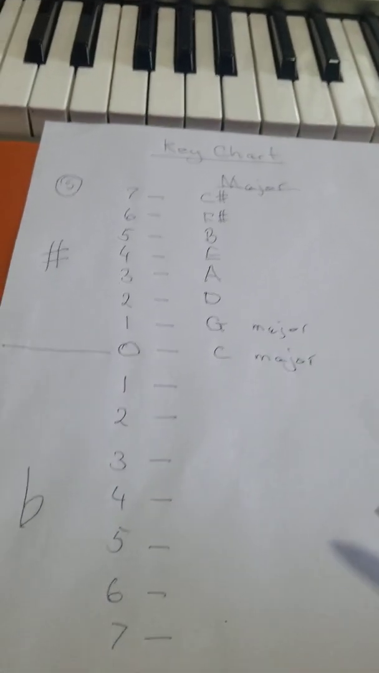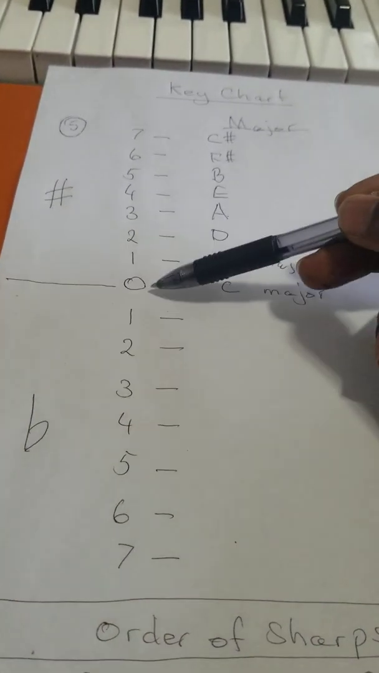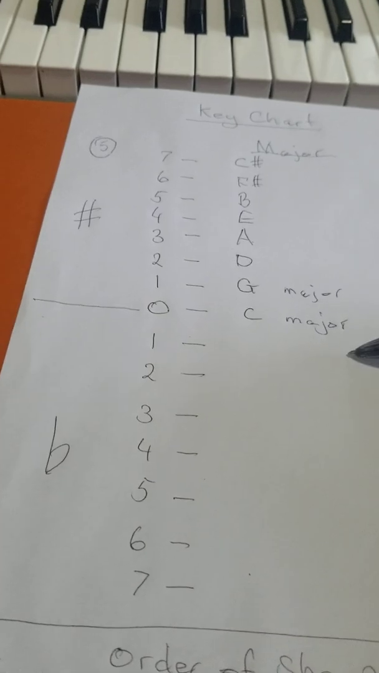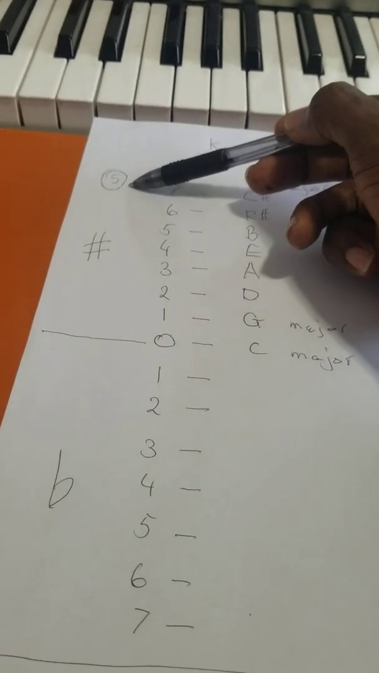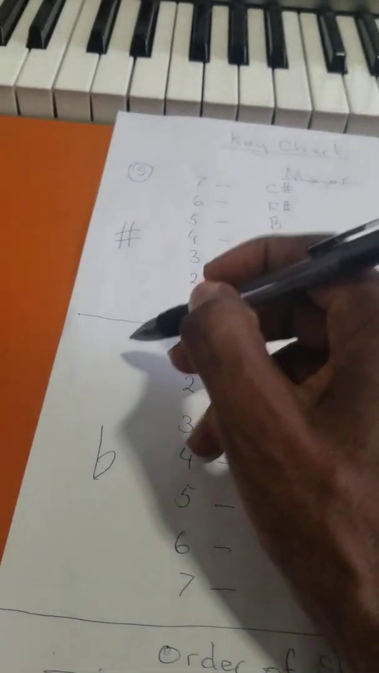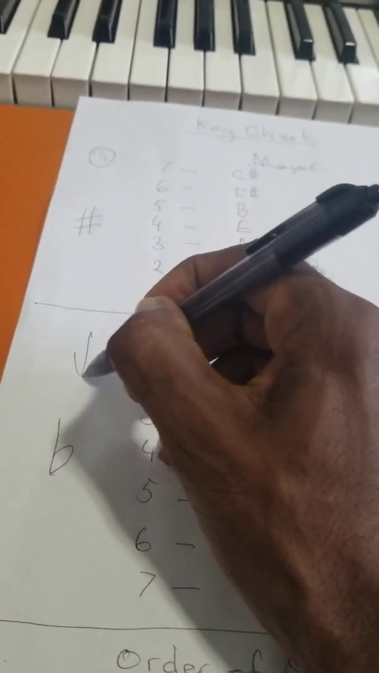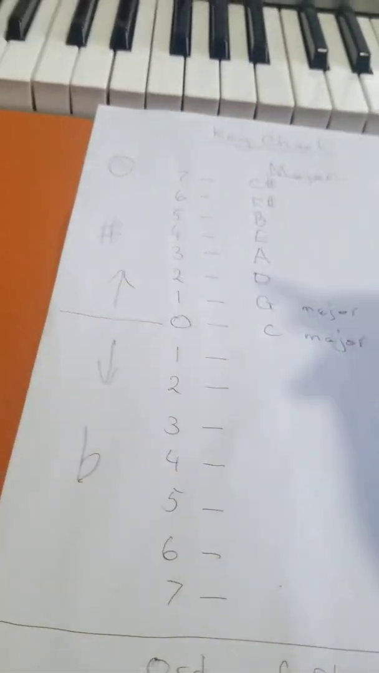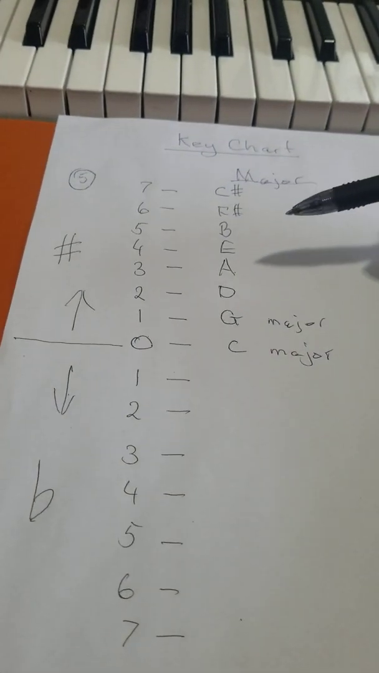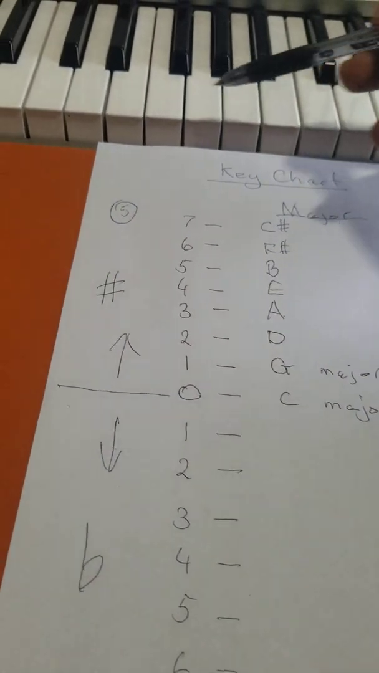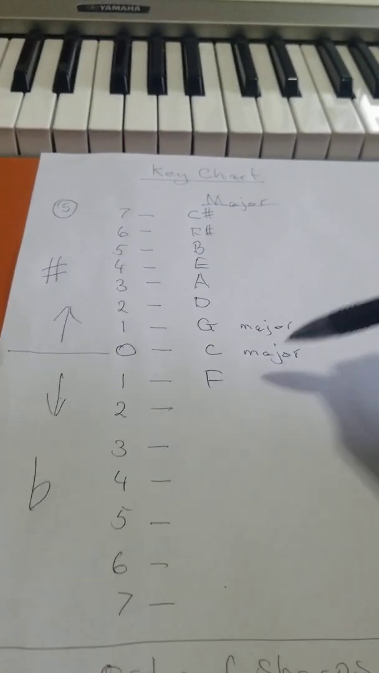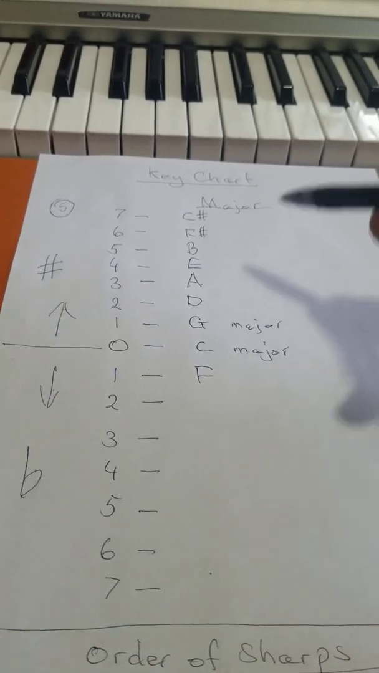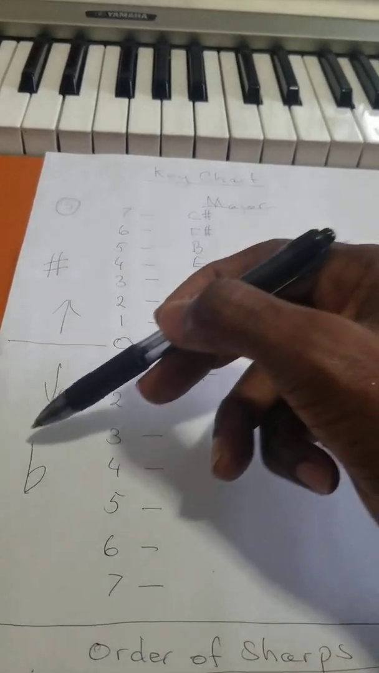Okay, let's move now to the next section. We come back down to the 0 where C major is. And to move from this point on, the magic number is still 5, but we're going in a down direction. So now we ask ourselves the question, what's 5 down from C? 1, 2, 3, 4, 5. That's F. And what we're saying is that F major has 1 flat.